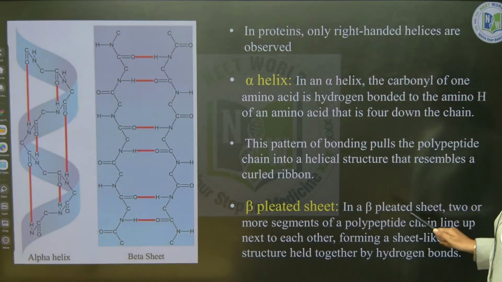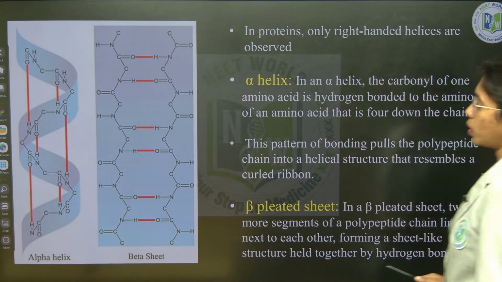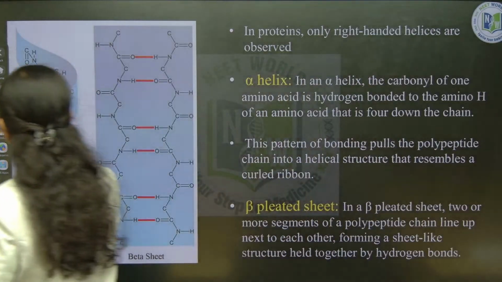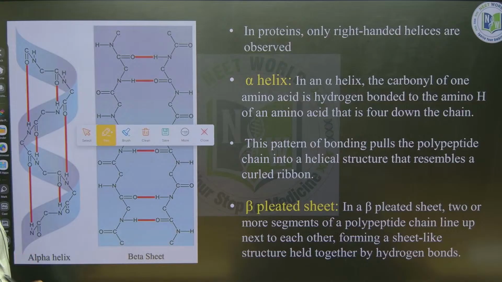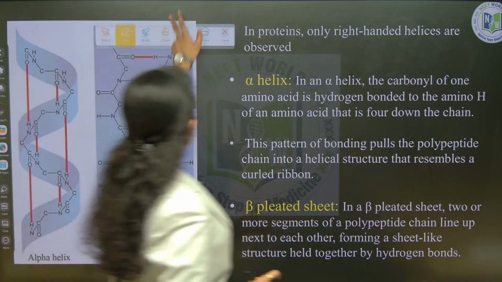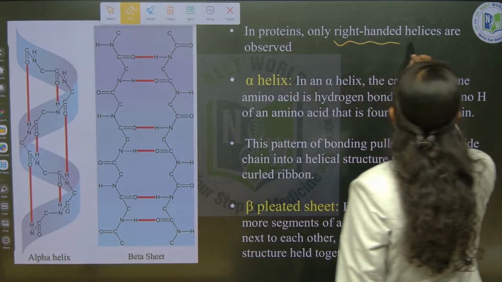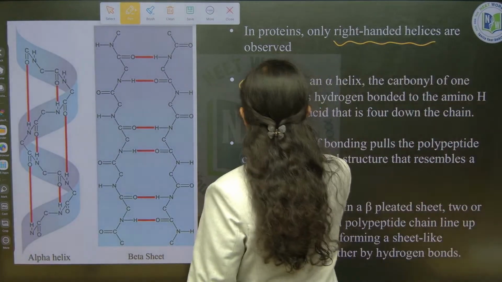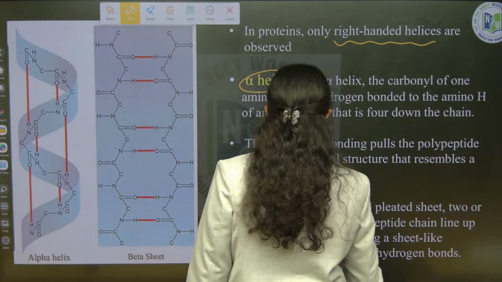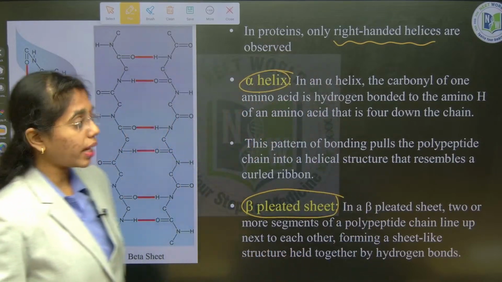So here we will move on to the secondary structure of proteins. In proteins, only right-handed helices are observed. Remember, what are observed? Only right-handed helices are observed, like alpha helix and beta pleated sheets. Alpha helix and beta pleated sheets.